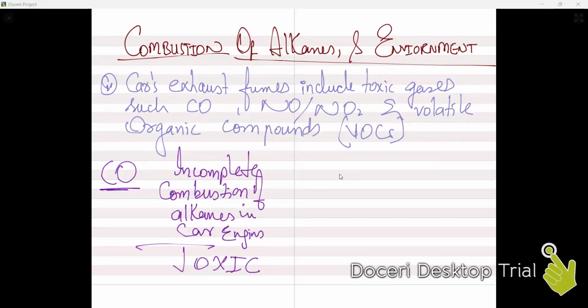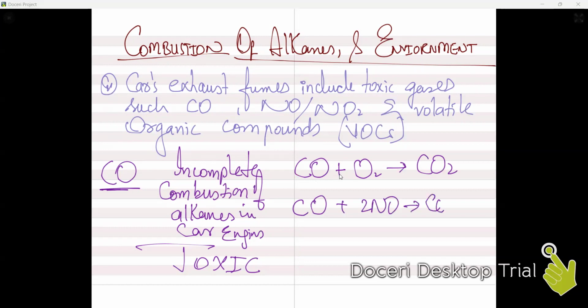If I have to remove it, if I had to make it more harmless, how can I do it? I can do oxidation. Oxidation of carbon monoxide with oxygen changes it into carbon dioxide. I won't say carbon dioxide is not dangerous, however it is less dangerous than carbon monoxide. Or it can be reacted with nitrogen monoxide and changed into carbon dioxide and nitrogen gas. This happens in the catalytic converter. I hope it makes sense.